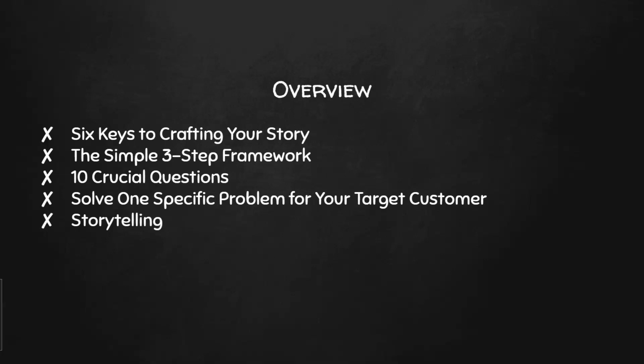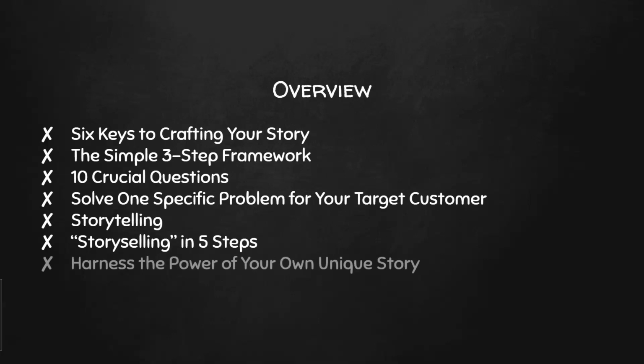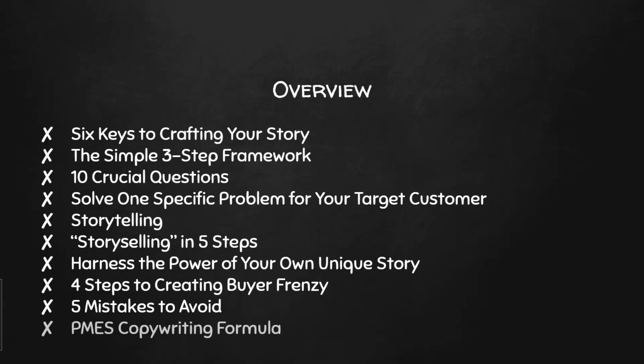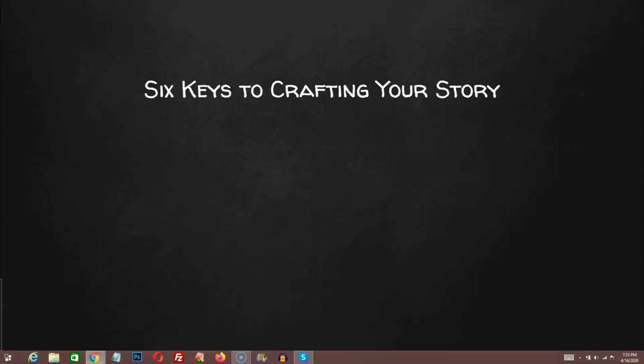Then we're going to talk about storytelling and how important it is to actually be a good storyteller when crafting your sales copy. Then we're going to cover what we call story selling in 5 steps. From there, we're going to go on to harness the power of your own unique story. So we're going to dive into that. And then we're going to go over the 4 steps to creating buyer frenzy. Then we're going to talk about the 5 mistakes you need to avoid. And then we're going to talk about the PMES copywriting formula. And finally, we're going to cover features versus benefits and how they play an important and impactful role in your sales copywriting.